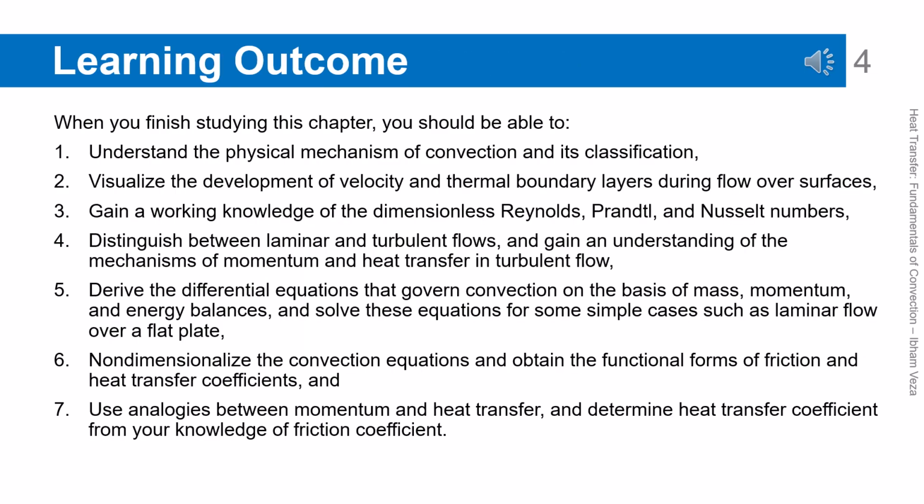Learning outcome. The learning outcomes emphasize physical, mathematical, and practical understanding of convection. Students are expected to distinguish between laminar and turbulent flows and their implications for heat transfer. Dimensionless numbers such as Reynolds, Prandtl, and Nusselt become the core of the analysis. The differential equations governing flow and heat transfer are introduced systematically. The final goal is the ability to use analogies and correlations to determine heat transfer coefficients.